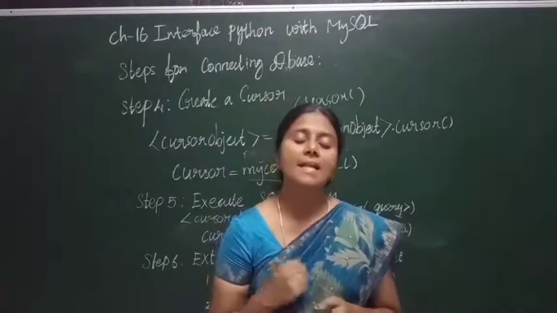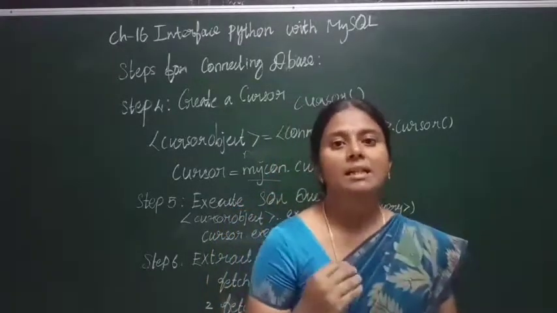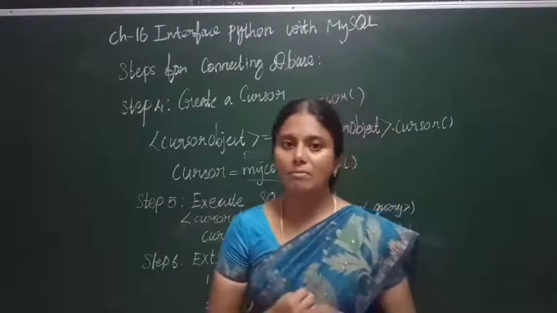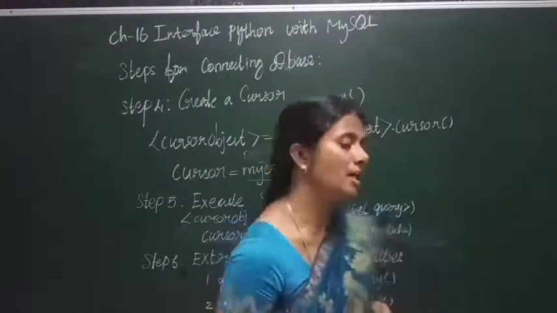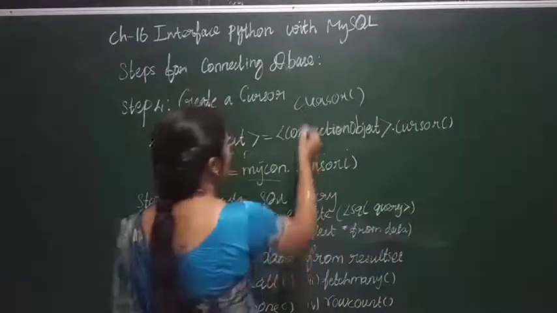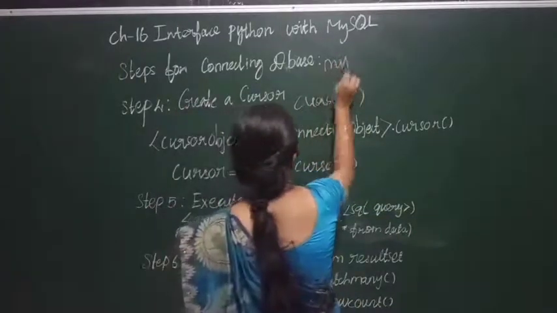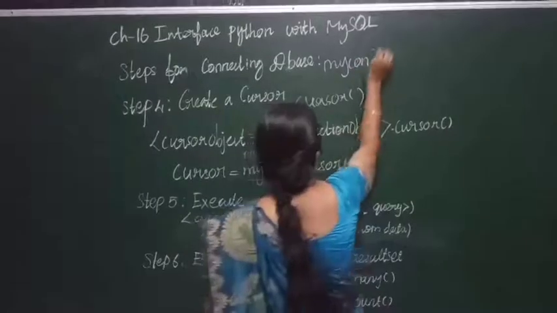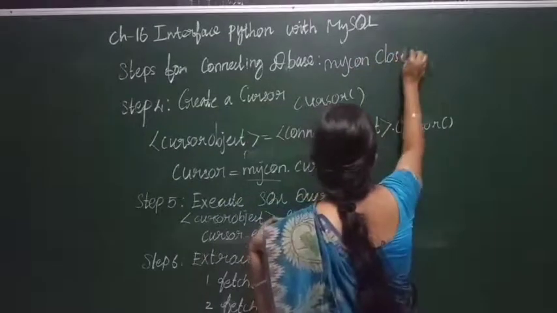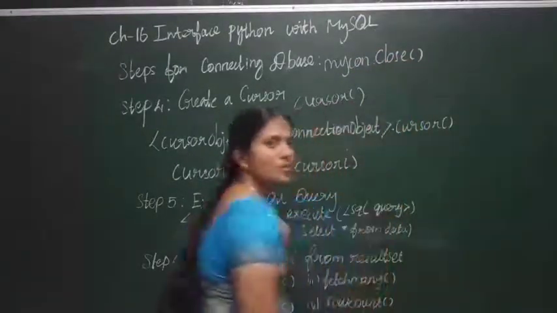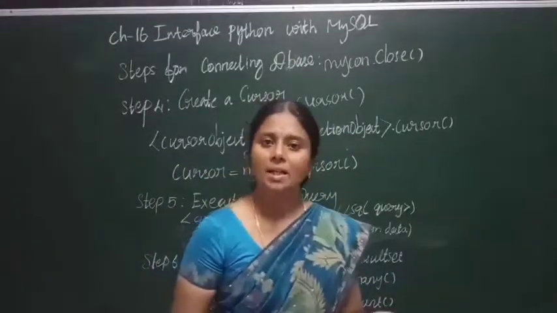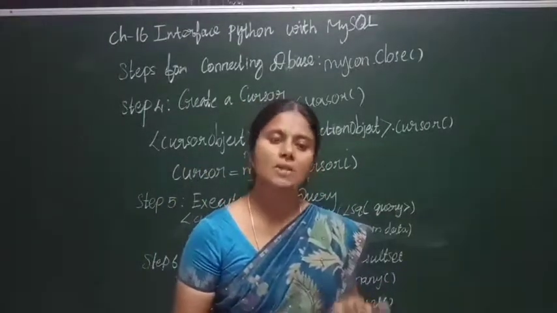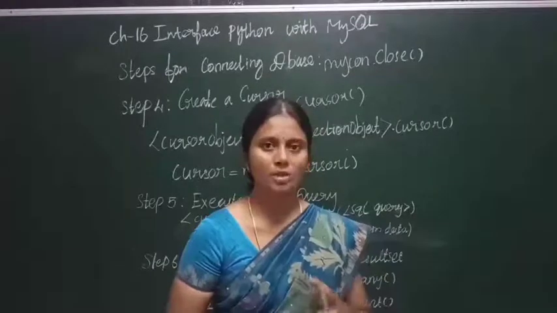Okay. What is the next step? Clean up the environment. That means now we are going to close the connection. How can you close the connection? Using the connection object, mycon dot close function. Mycon dot close function. This function will close the connection. Are you clear about this?